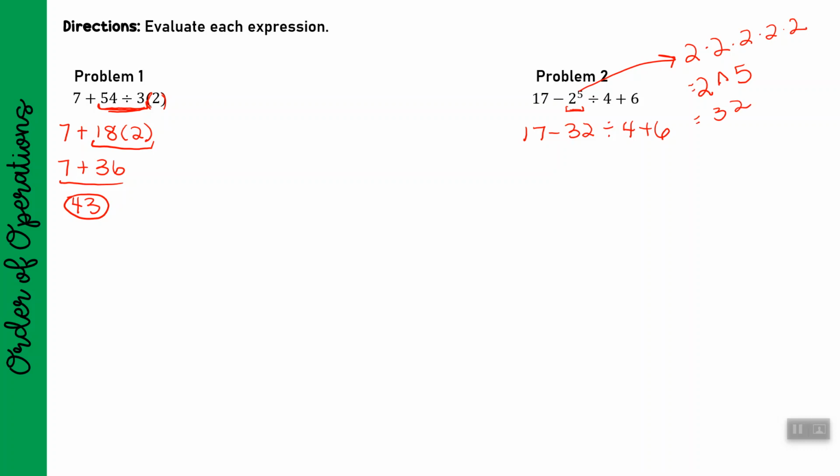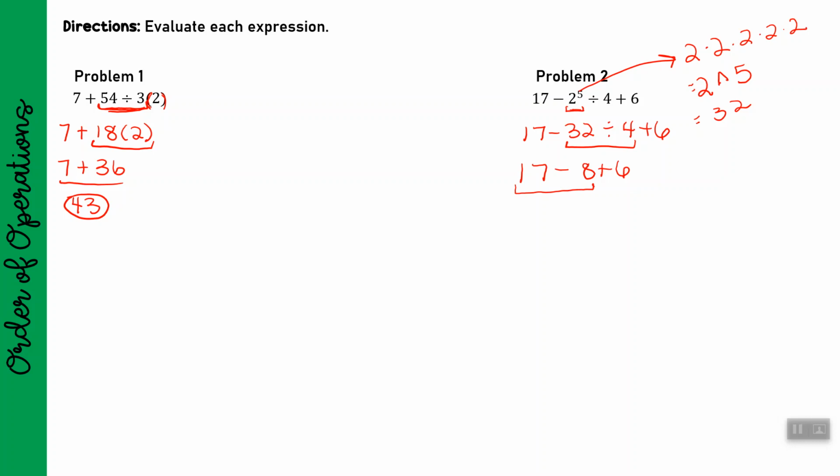Okay, now I have subtraction, division, and addition left. Division is going to come first, so I'm going to do 32 divided by 4. So we get 17 minus 8 plus 6. Then addition, subtraction, left to right. All I have is addition, subtraction, so they're on the same level.